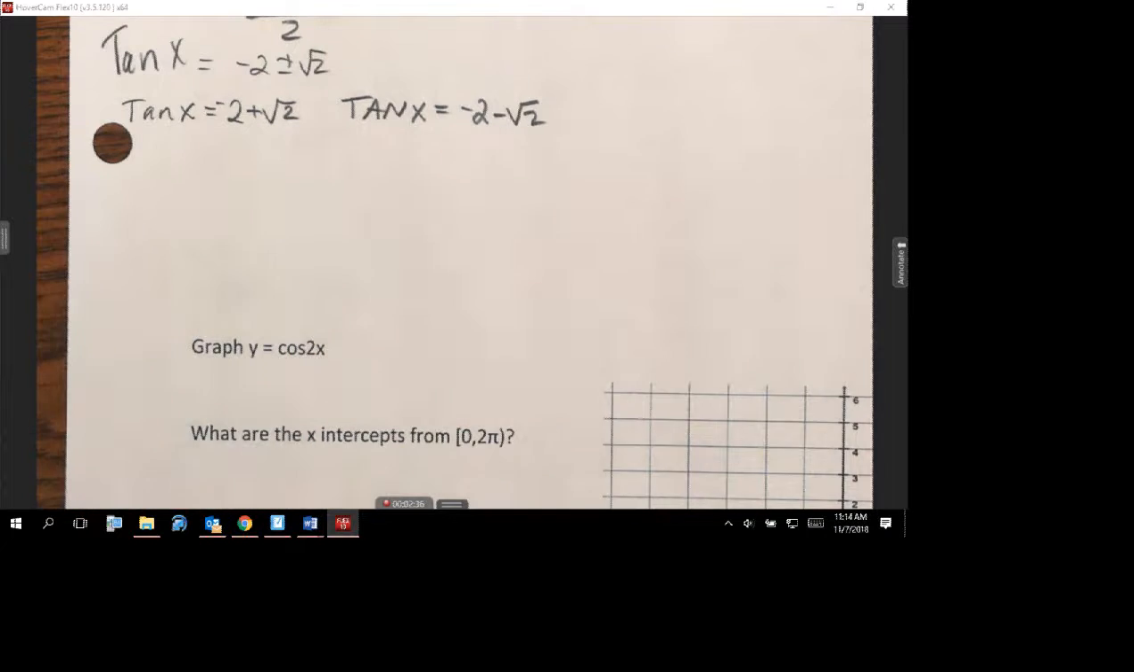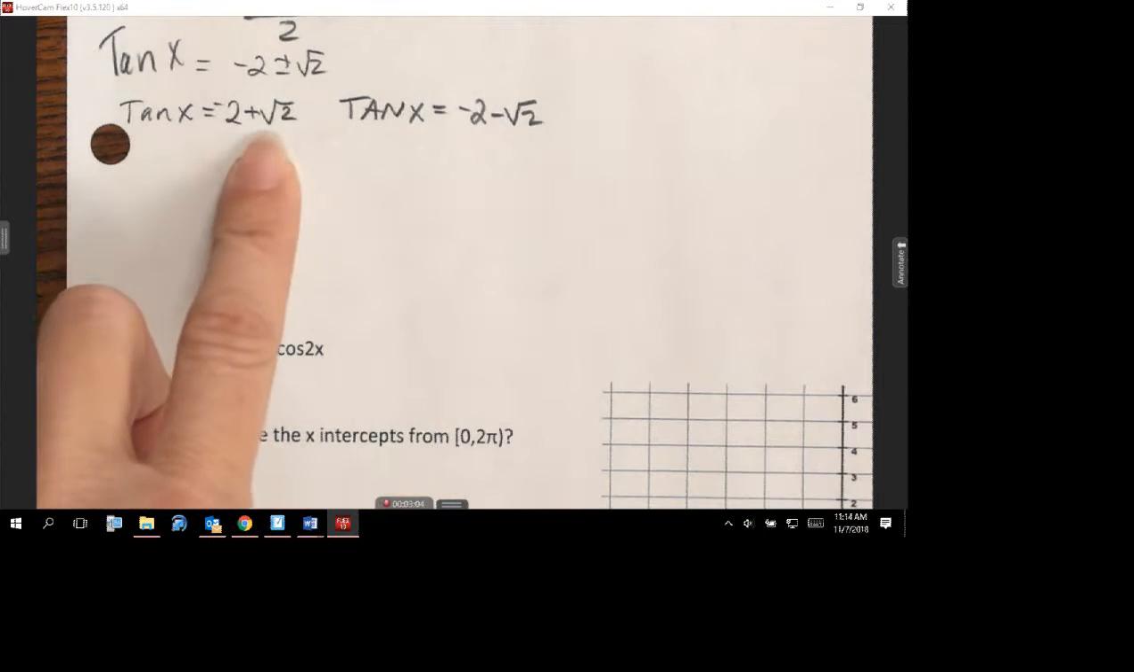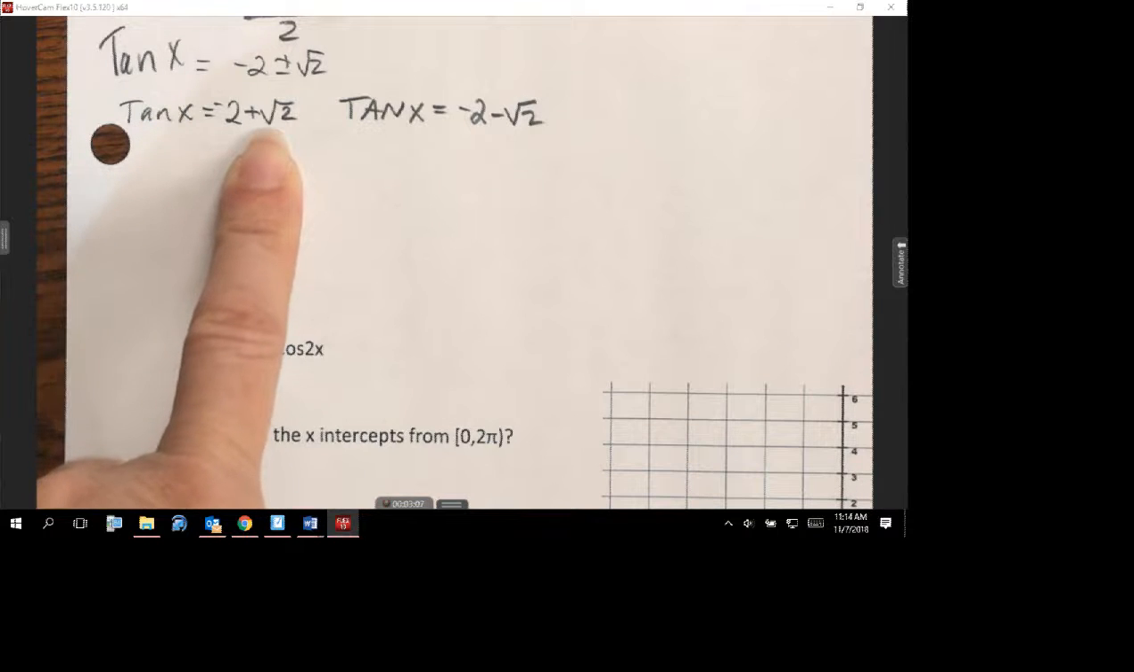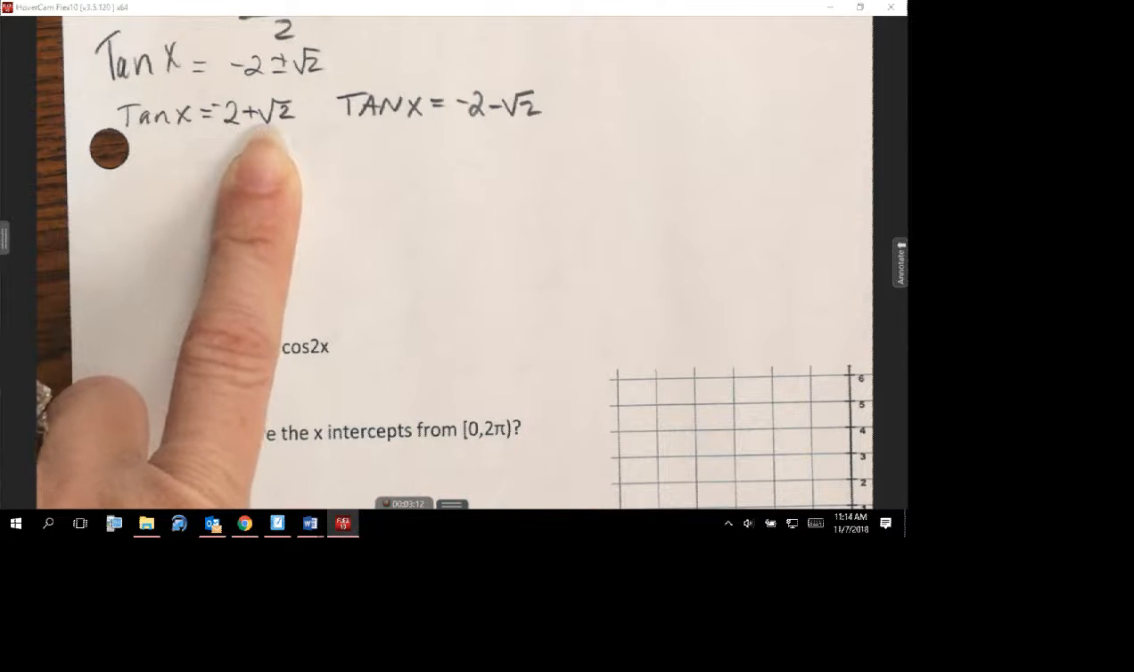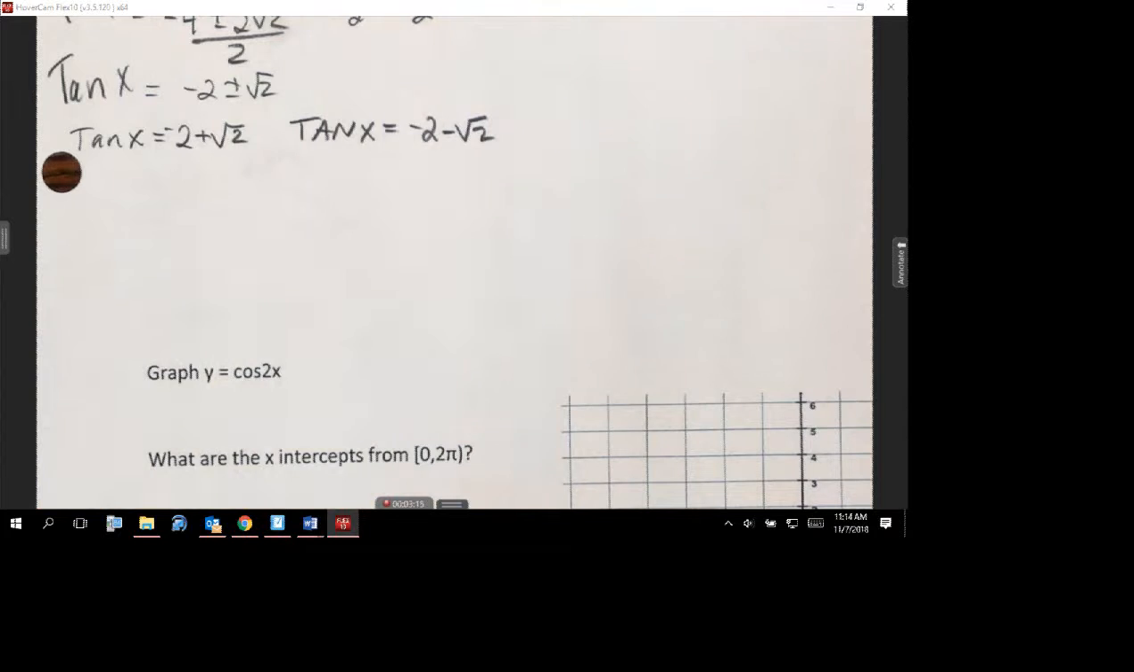Take a moment, without saying anything, and think about how you could possibly find the angle at negative 2 plus radical 2. Don't say anything. Think. My next question is, is this a special value that we've already had memorized? It is not a special value that we have memorized.